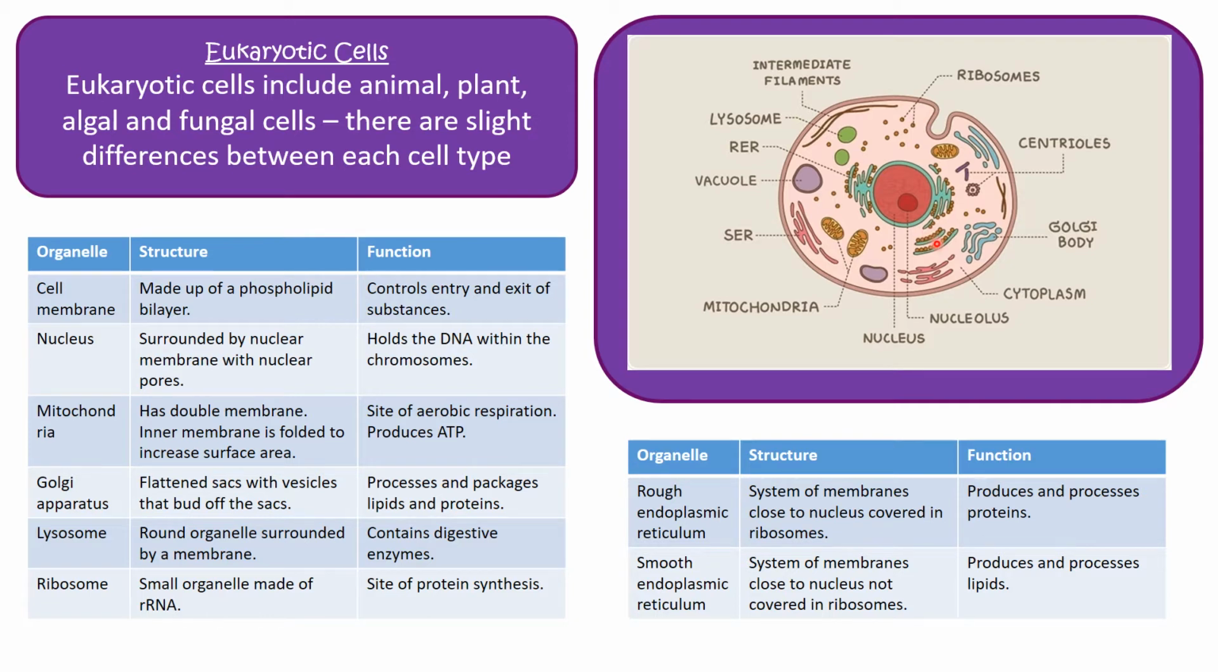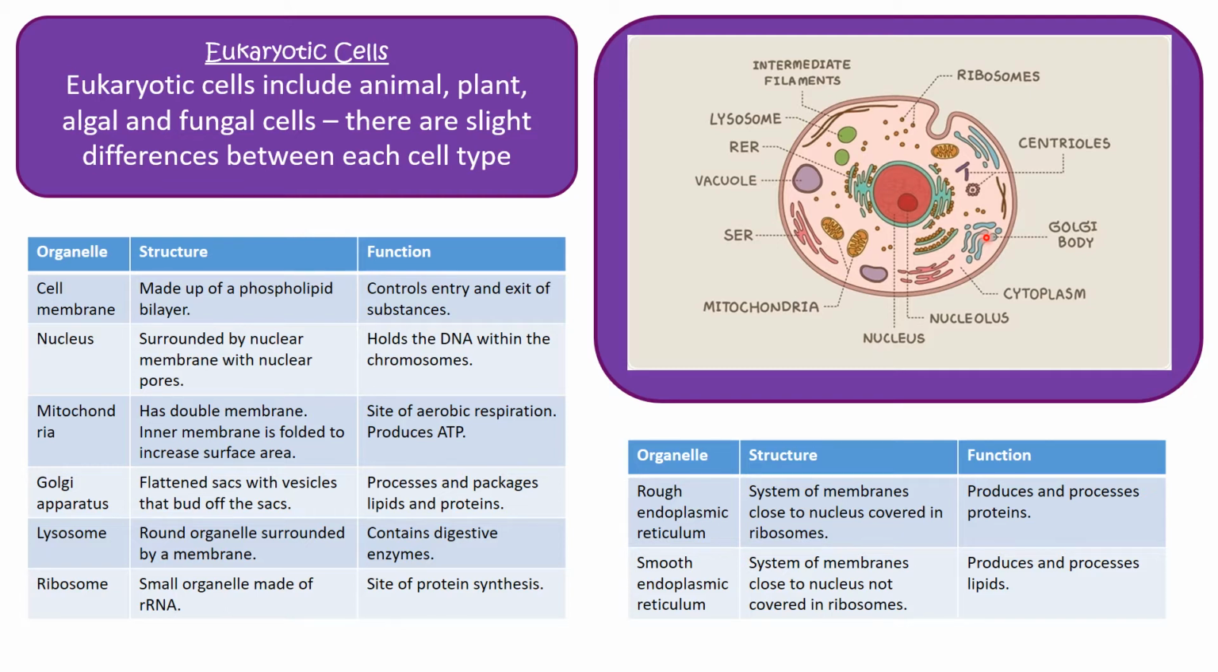We'll start with the cell membrane. The cell membrane is obviously around the outside of the cell. It's not even labelled on there. But the cell membrane is made up of a phospholipid bilayer, which you'll learn about a little bit later on in the course, and it controls the entry and exit of substances to and from the cell.